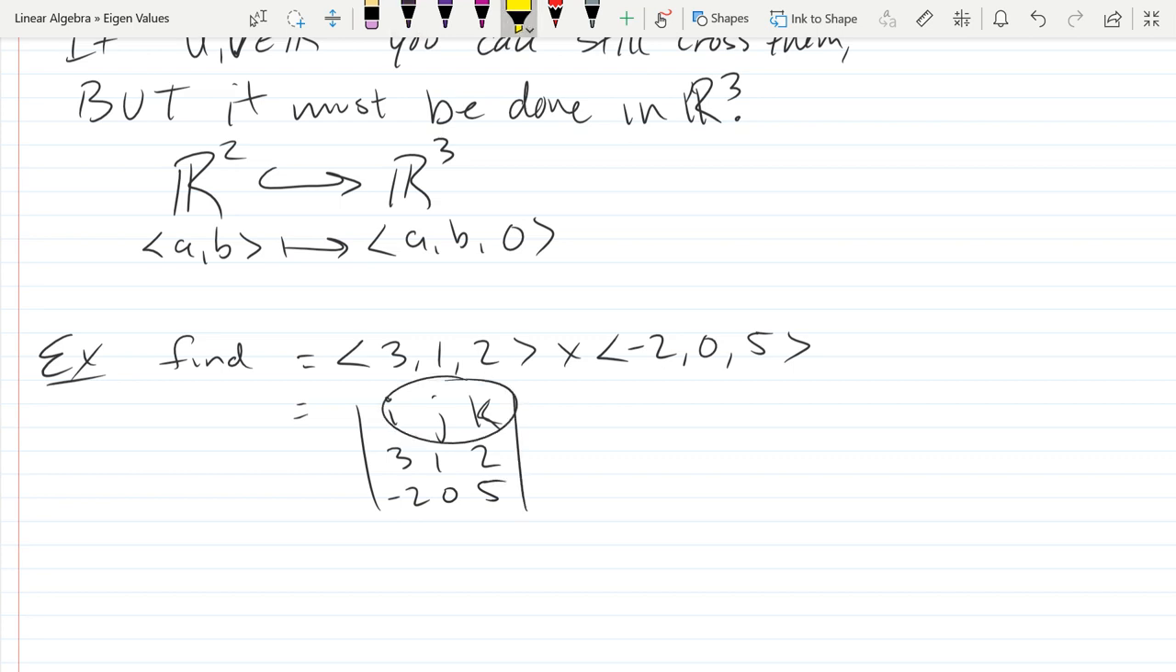And I strongly recommend your life will be a lot easier if you go expanding across the first row, because that will keep your i's, j's, and k's separated. Otherwise, you're going to have to reshuffle everything when you're done to get your i's, j's, and k's separated out. So always go along row one when you're doing a cross product, even though there's a zero down at the bottom. So get this cross product here.